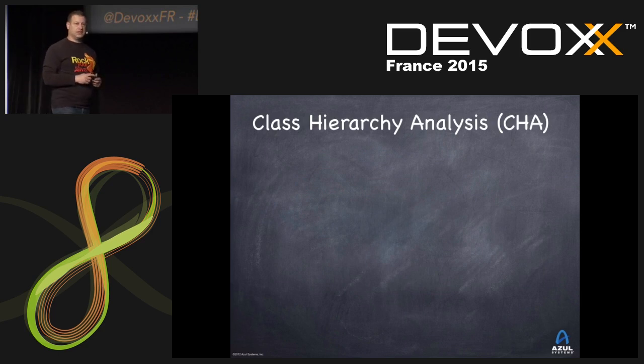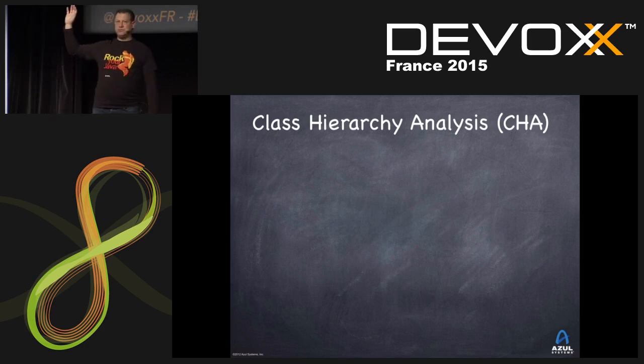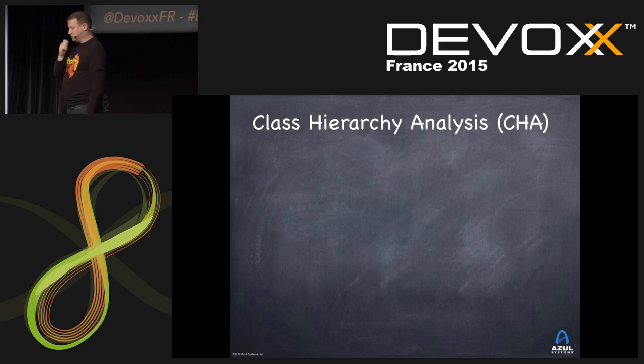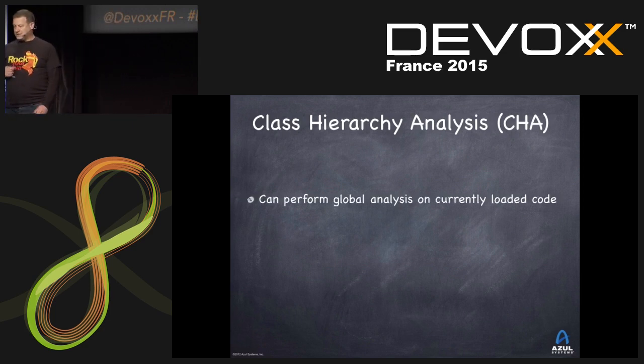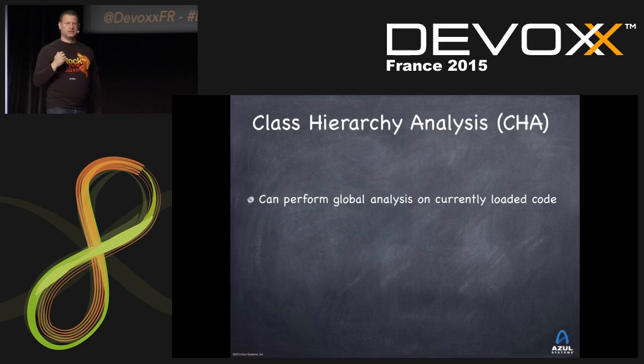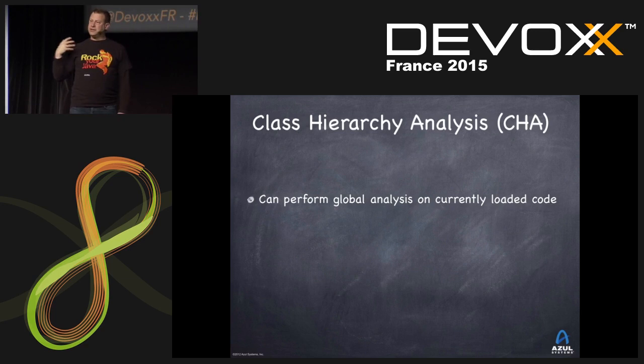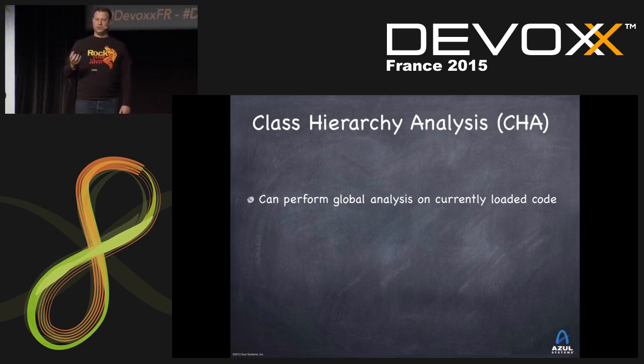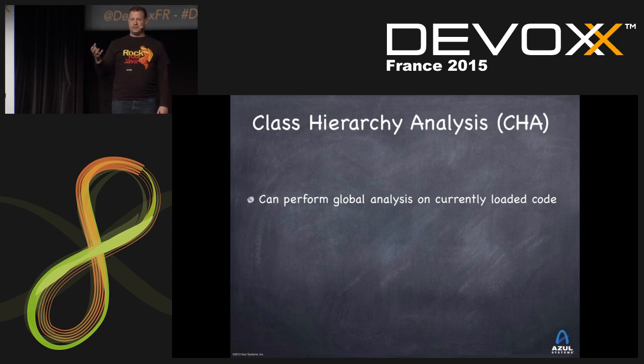First one is class hierarchy analysis. How many of you know what class hierarchy analysis is? Okay, a few. So good. I'm going to teach you something here. Class hierarchy analysis basically is a feature of most JVMs where you analyze the entire set of loaded classes and derive some things you can prove about the current set of loaded classes that is true as long as it doesn't change. When a new class is loaded, you have to reevaluate everything.